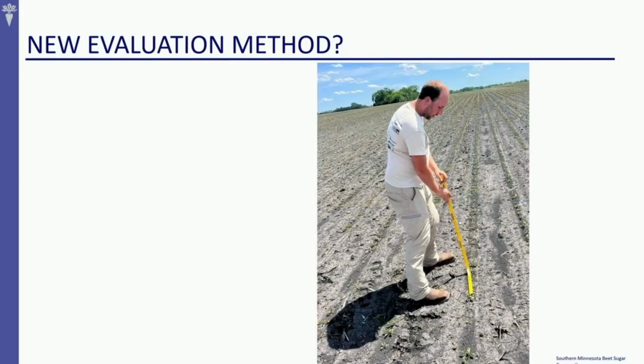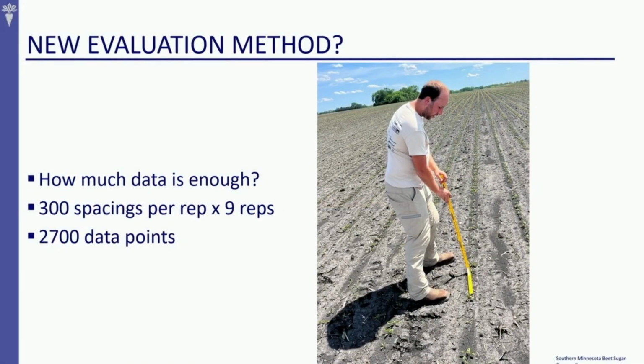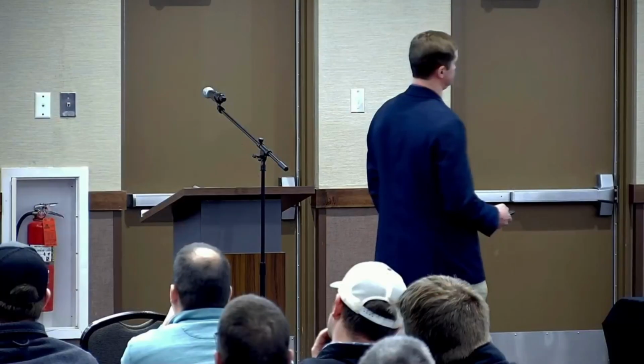I had Tucker, our intern, with me out in this strip trial one day when the wind was blowing about 25 miles an hour, chasing our field data sheets across the field. And we collected a lot because I didn't know how many we needed, so I decided 300 was the number. And then we did that on each of the 9 reps to get 2,700 data points. It was a long day for Tucker.